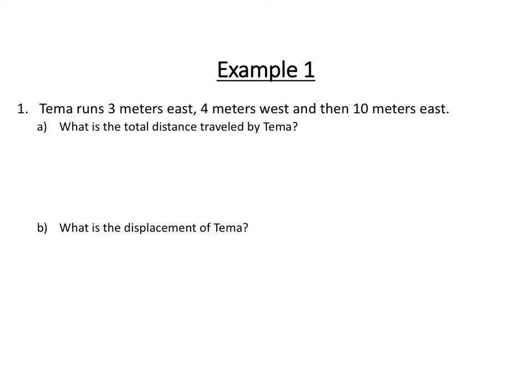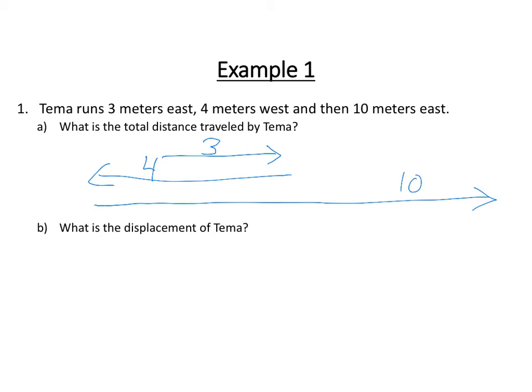All right, so Tima runs 3 meters east, 4 meters west, and then 10 meters east again. What's the total distance traveled by Tima? If you'll remember, distance is a scalar quantity, so we don't really care about the direction. I like to sketch things. So first, Tima runs east, so this is east. She does that 3 meters. Then she runs back west for 4 meters. Then she turns around again and runs 10 meters east this way.